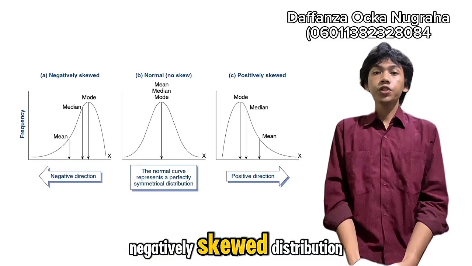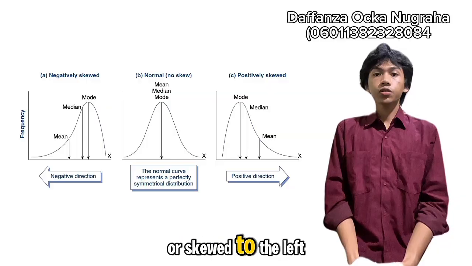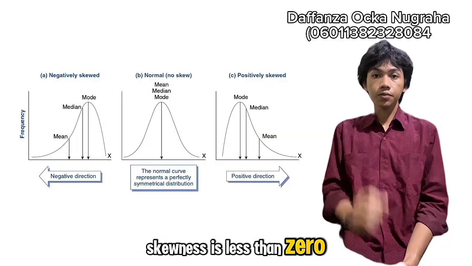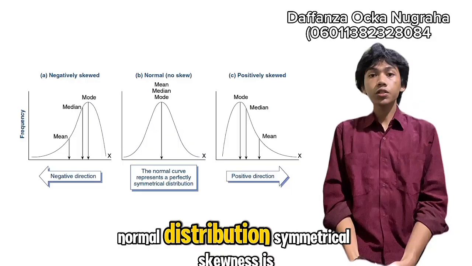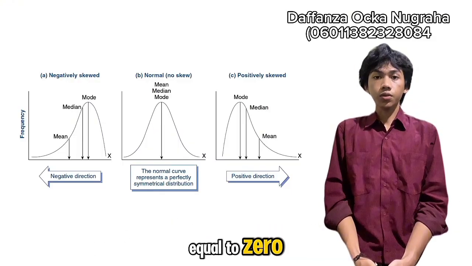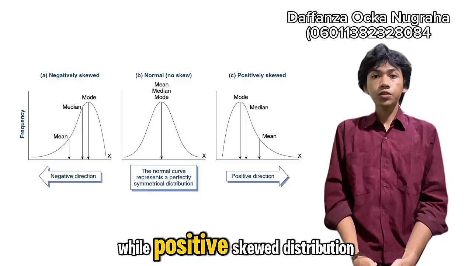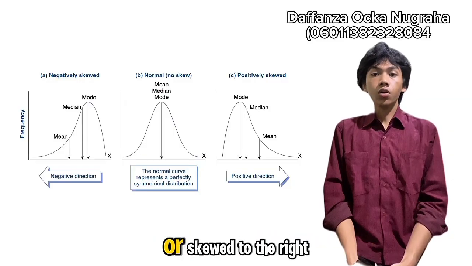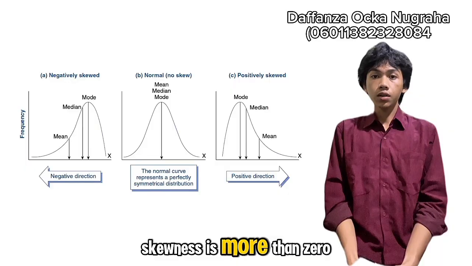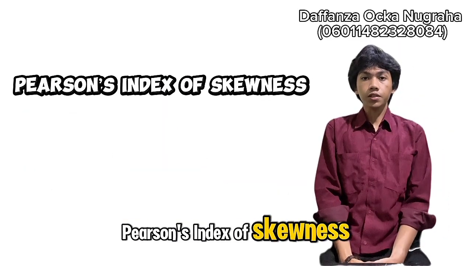For a negatively skewed distribution, or skewed to the left, skewness is less than 0. For a normal symmetrical distribution, skewness is equal to 0, while for a positively skewed distribution, or skewed to the right, skewness is more than 0. Pearson's index of skewness.